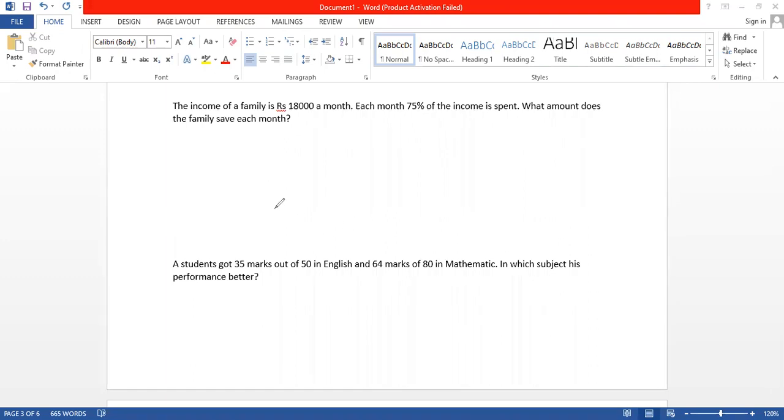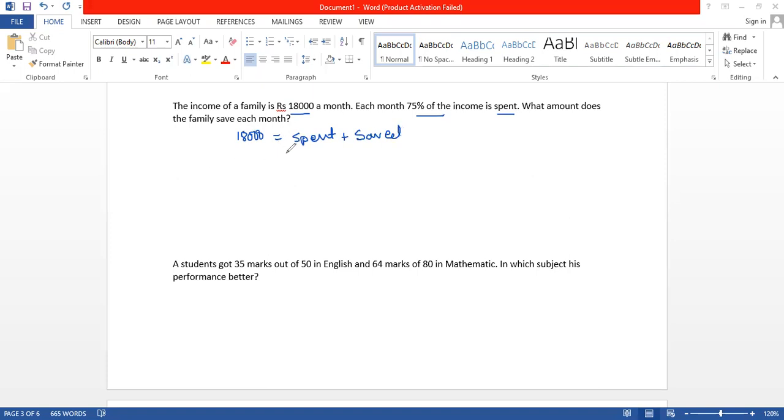Okay, so the first question says that the income of a family is 18,000 a month. Each month, 75% of the income is spent. What amount does the family save each month? Now, the total income is 18,000. So this is your total amount. 18,000. Of this, 75% of the income is spent. So some of this amount is being spent and obviously the remaining amount is being saved.